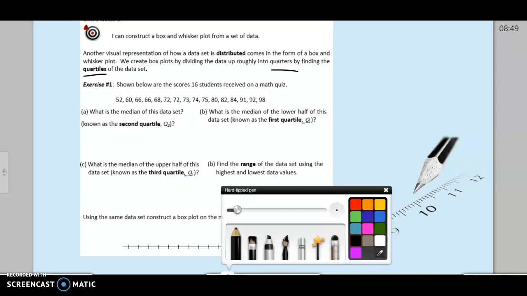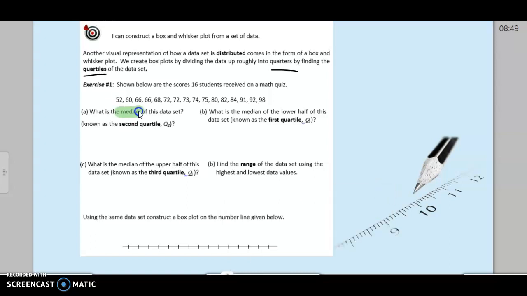Okay, so I'm going to go with my highlighting feature here because we're asked to find the median. Now this is also known as the second quartile, but it's the place that we should start, okay? So let's start with the middle. Out of 16, the middle is going to be between the 8th number and the 9th number. So 1, 2, 3, 4, 5, 6, 7, 8 right here, okay? So it's in between 73 and 74 because there's 8 numbers on both sides. If you don't believe me, count to the right from that middle line, 1, 2, 3, 4, 5, 6, 7, 8. There's 8 numbers.